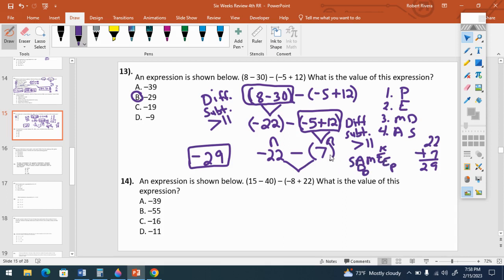Please be careful. You'll have one like that on the CPA, so you can practice number 14 by yourself. All this needs to be done on a sheet of paper. Okay? Next one.